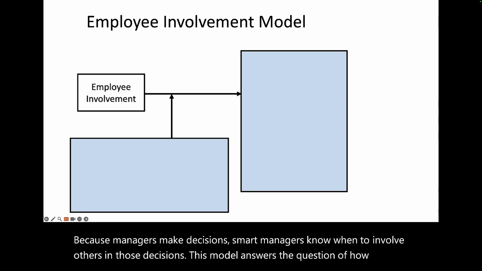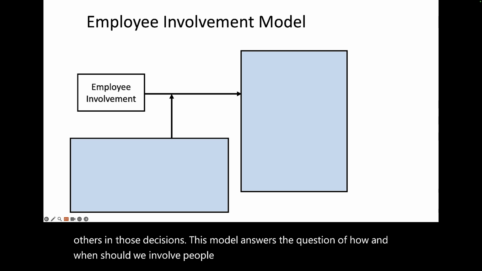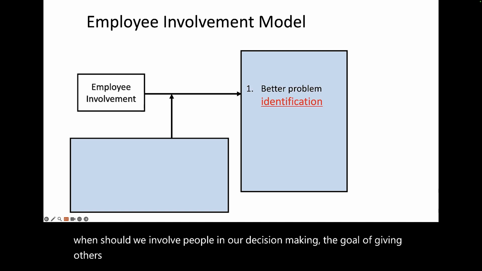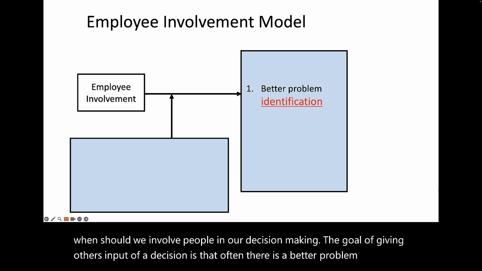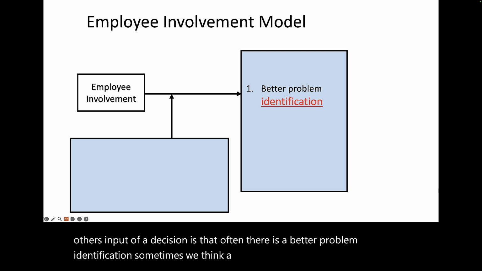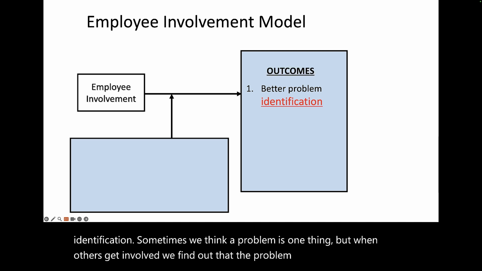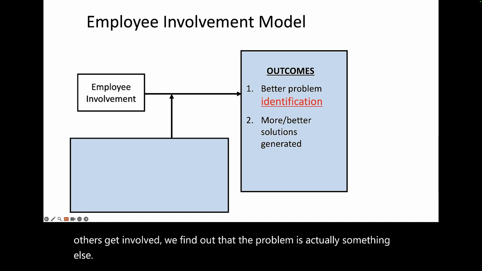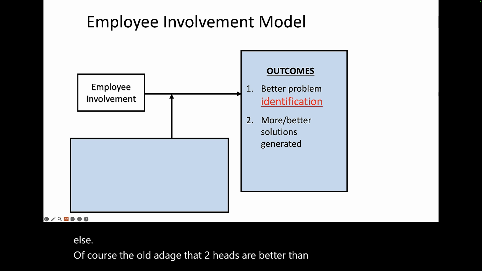The goal of giving others input on a decision is that often there is a better problem identification. Sometimes we think a problem is one thing, but when others get involved, we find out that the problem is actually something else. Of course, the old adage that two heads are better than one is an outcome of decision making that we desire. We want more and better solutions to be offered.